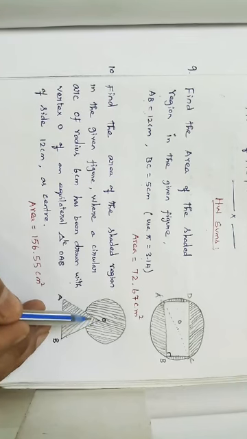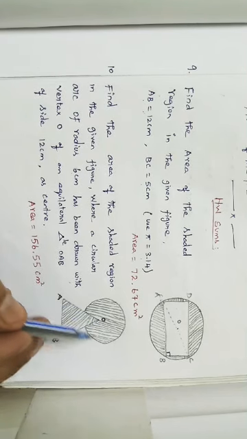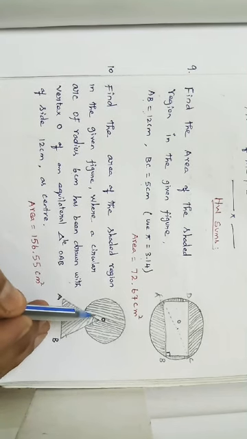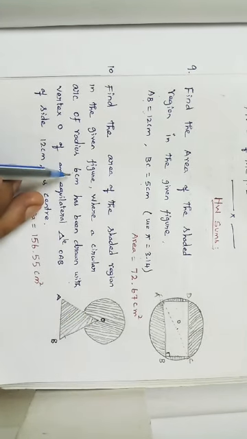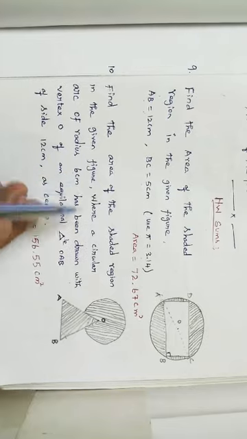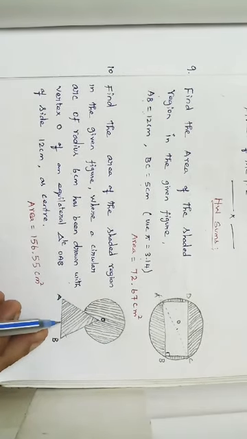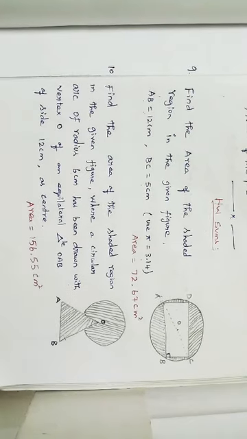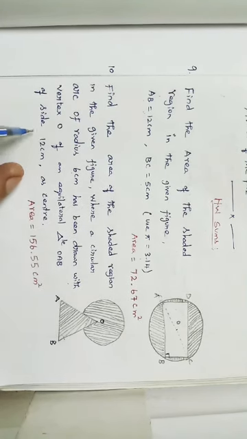Suppose this is 60 degree, so what is the angle for the major sector? 300. How? 360 minus 60. So now we know the theta of the sector as well as the radius of the sector. For finding the area of the shaded region, we want to find the area of an equilateral triangle. The formula is root 3 divided by 4 into a square. What is a? The side of the triangle.